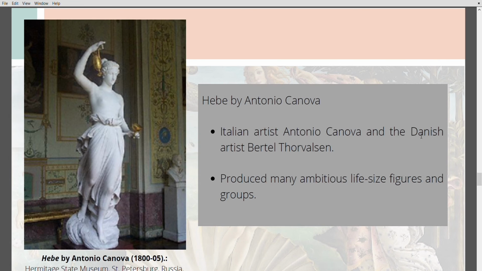Hebe by Antonio Canova. The Italian artist Antonio Canova and the Danish artist Bertel Thorvaldsen were both based in Rome and produced many ambitious life-size figures and groups. Both represented the strongly idealizing tendency in neoclassical sculpture.